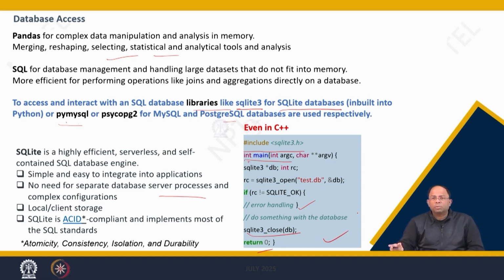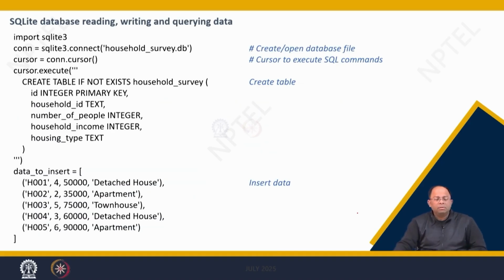So, this is how C++ programs are written, right? But obviously, we will look into our Python program. Over here we are importing sqlite3, then con equal to sqlite3.connect household_survey.db. If the database is already there, it will open it. If it is not there, it will create a new database. You can also specify the pathway. Then cursor equal to con.cursor, and this cursor command helps us execute SQL commands.